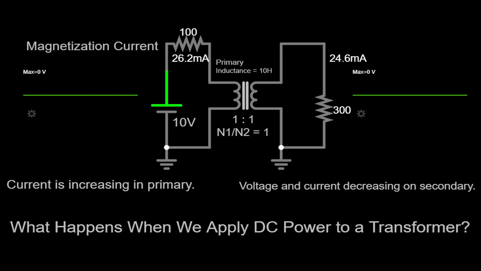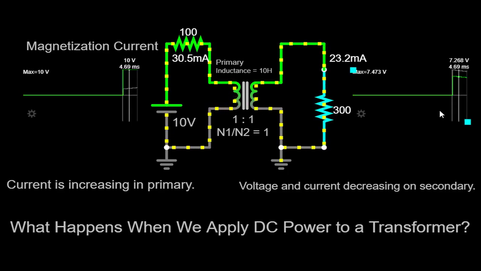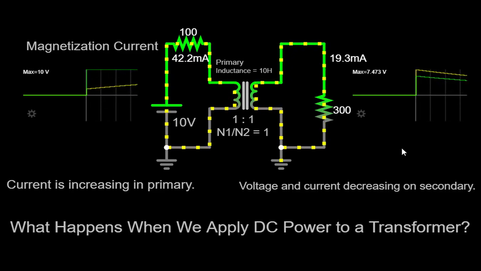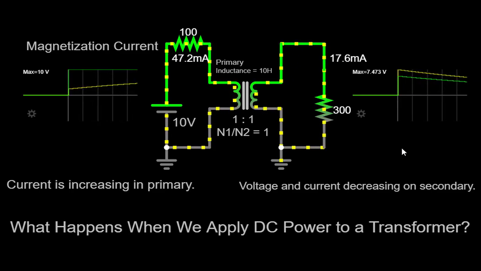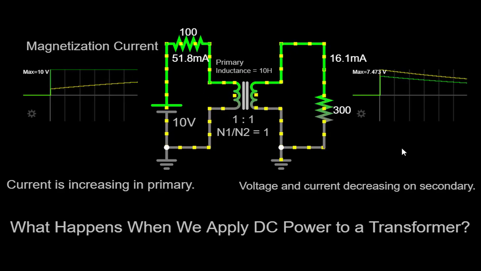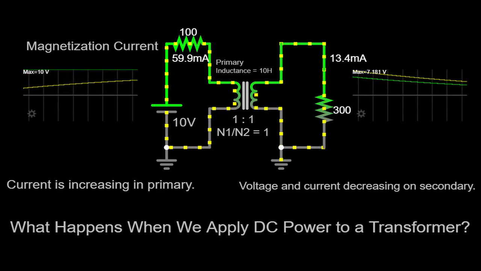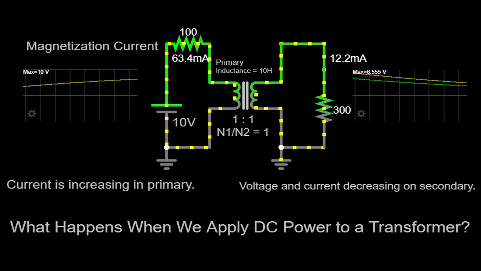Due to the absence of rapid changes in polarity found in AC, the isolation transformer fails to induce a voltage in its secondary winding when DC is applied to the primary side. Consequently, the output side of the transformer will not exhibit any voltage or power when DC is supplied.